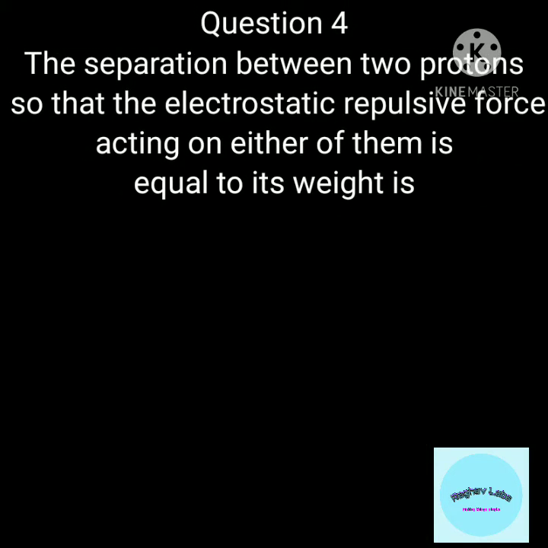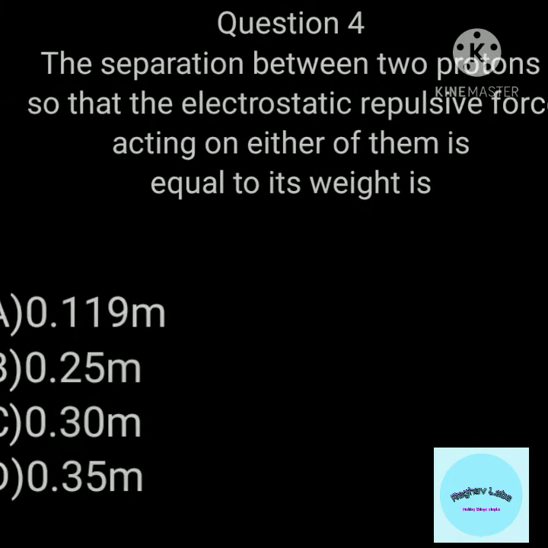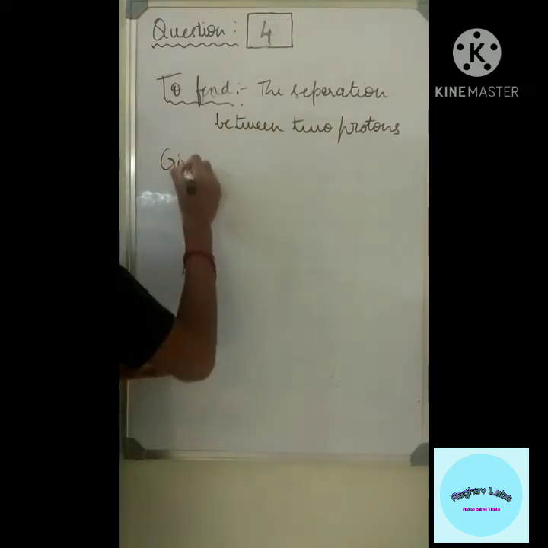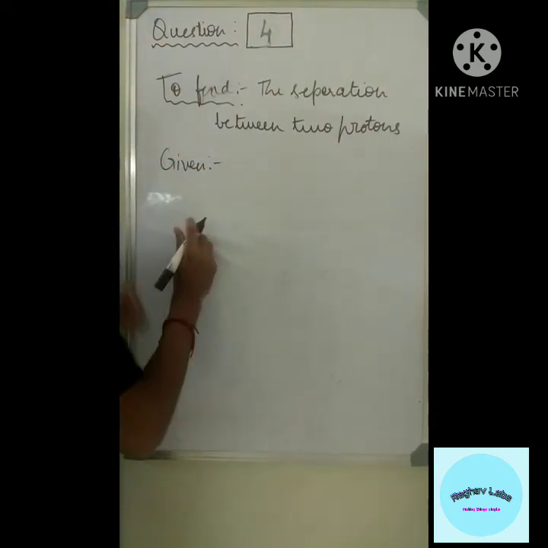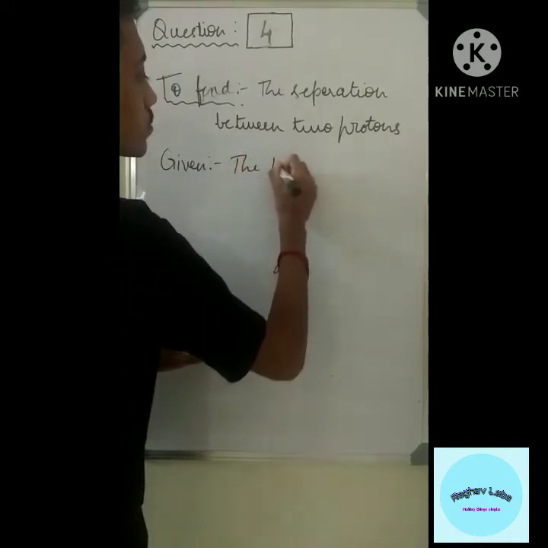The separation between two protons so that the electrostatic repulsive force acting on either of them is equal to its weight is. The options are given as follows. So we are given this, we should find the separation between two protons.